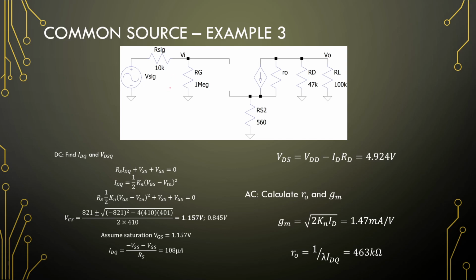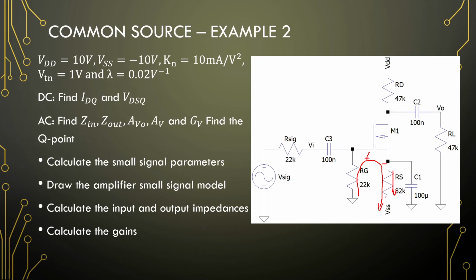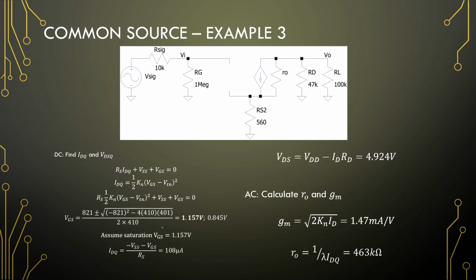So let's hop into our analysis. Now, since we are using exactly the same resistors that we had in this problem right here, so 82 kilo ohms for our source, and we have exactly the same transistor, the DC analysis ends up to be exactly the same, and our drain value at the Q point is 108 microamperes.